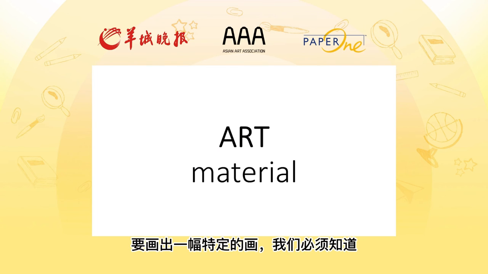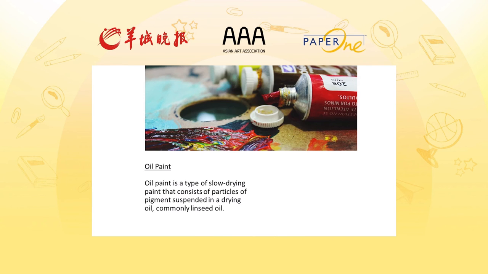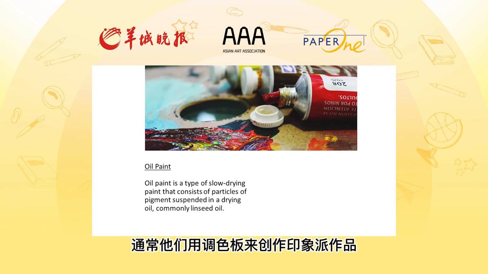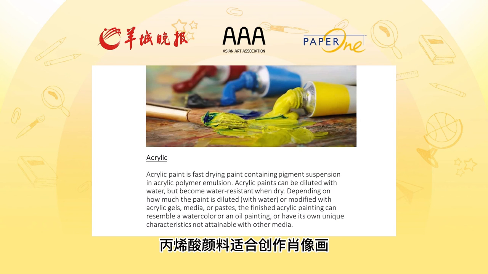To produce a specific painting, we must know which suitable material to use. For example, oil color is suitable for the impressionist technique. Normally, they use a palette knife to paint in the impressionist style. Acrylic is suitable for the glazing technique that is usually used for portrait painting.